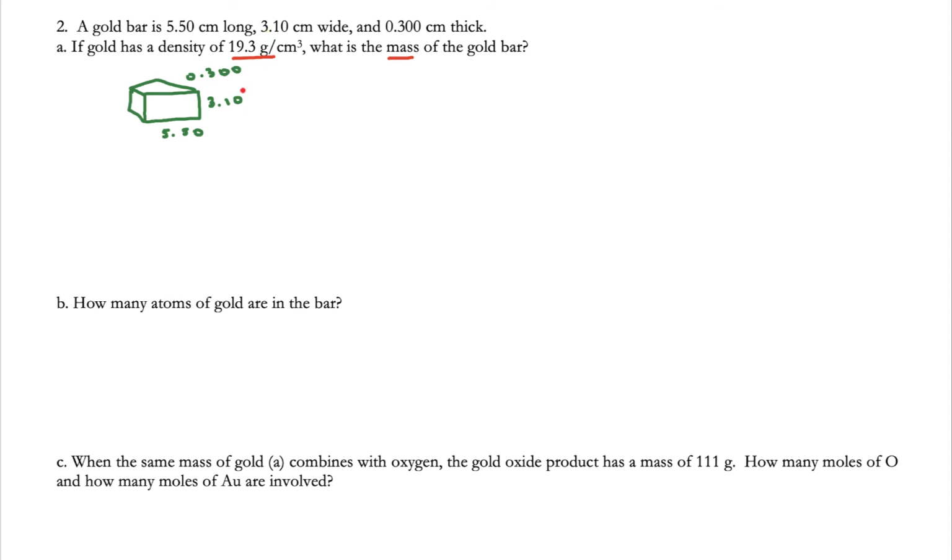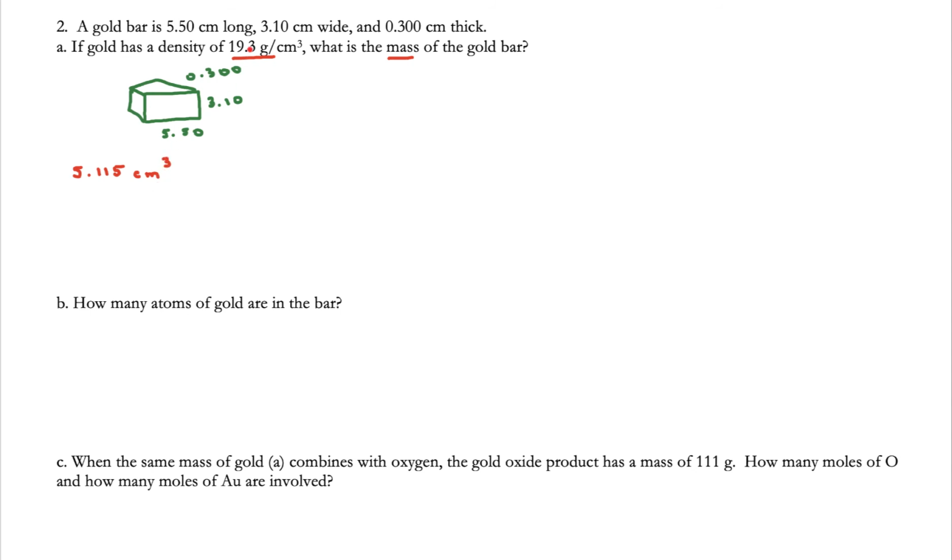Remember, to determine the volume of a cube, you simply need to take length times width times height, or the length times the width times the thickness. So I'm going to take 5.50 and multiply it by 3.1 and then multiply that by 0.3. What I get for my volume is 5.115, and I'm not going to round until the very end. Notice I multiplied centimeters by centimeters by centimeters, so my units here are going to be centimeters cubed. All right, so that's my volume.